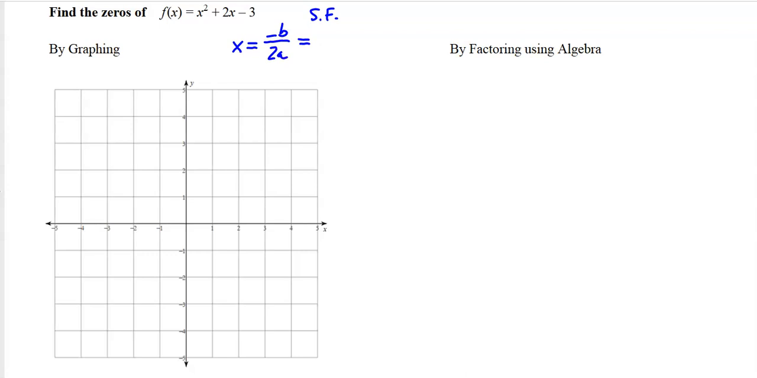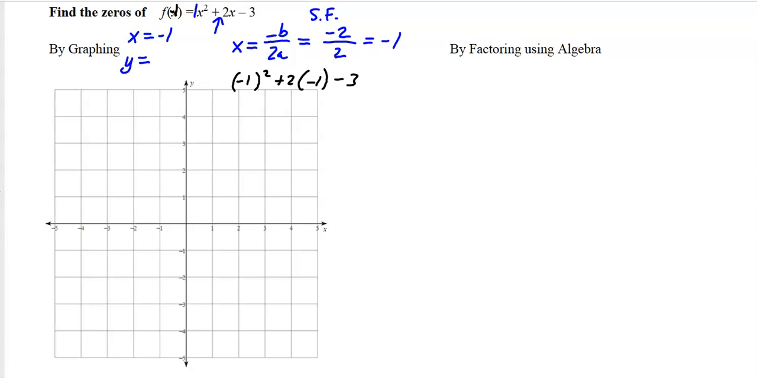Since b is positive 2, I'm going to have negative 2. A is 1, so 2 times 1 is 2. So it looks like I have x equals negative 1. All right, so if x equals negative 1, now I want to figure out what y is. So I'm going to stick negative 1 in there and figure out my y value. It's f of negative 1, actually. So let's go through and do this. We have negative 1 squared plus 2 times the negative 1, take away 3. Be very careful with parentheses on these.